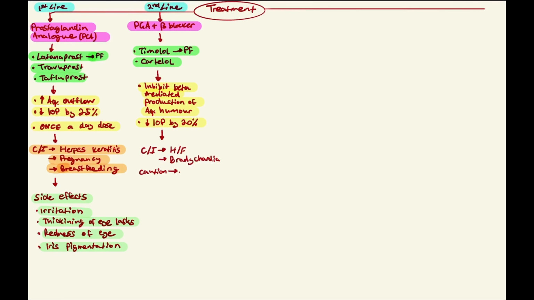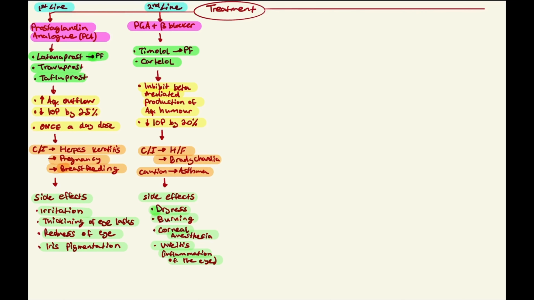This is because beta agonists are used to treat asthma. Here are some of the side effects of beta blocker eye drops. If the second line fails to reduce the intraocular pressure, we move on to the third line, which is the drugs used in the second line plus a carbonic anhydrase inhibitor. Examples include dorzolamide and brinzolamide.